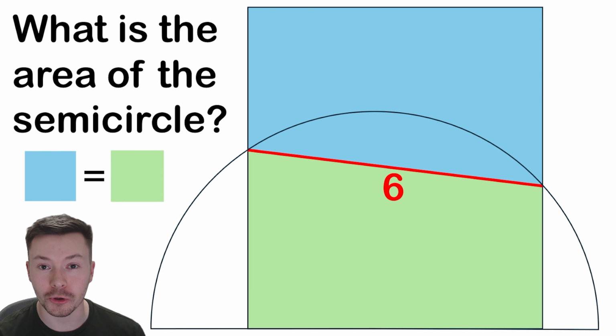This week's problem is the one you can see on the screen, and essentially what we've got is a chord of length 6 that splits the square in half, and we want to work out the area of the semicircle. Now, like I say, it splits the area of the square in half, so we've got this green area is equal to the blue area.